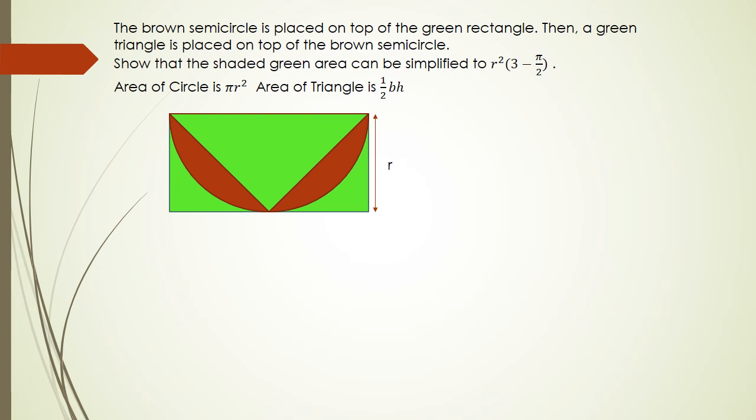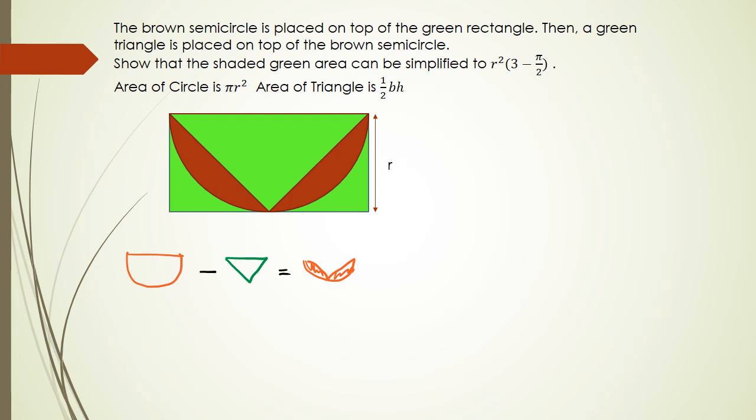over 2. So the first step I'm going to do is try and figure out what the brown area is. To figure out what the brown area is, I have half a semicircle for the brown area, minus the green triangle. So if I do that, I'm actually going to end up with the brown area that looks like this. Hope that makes sense.